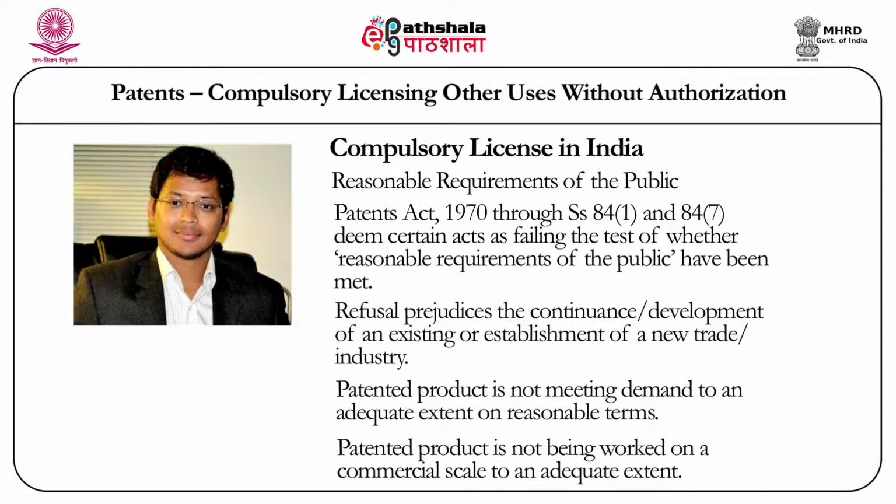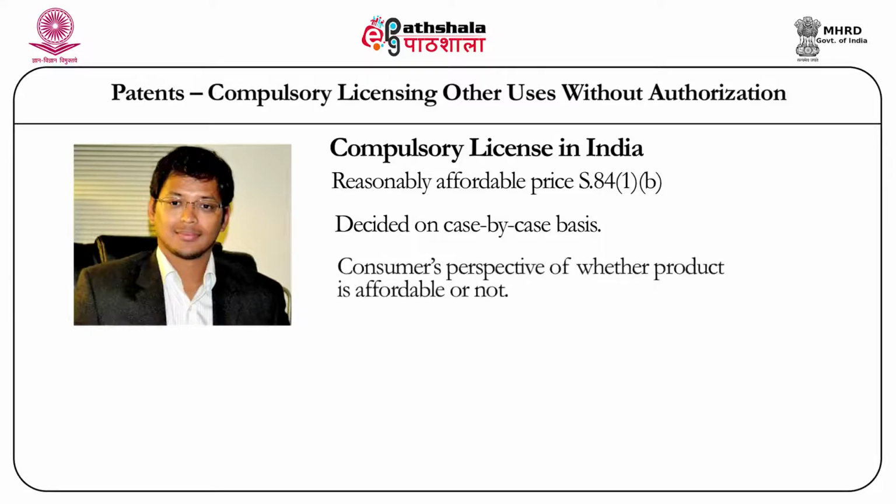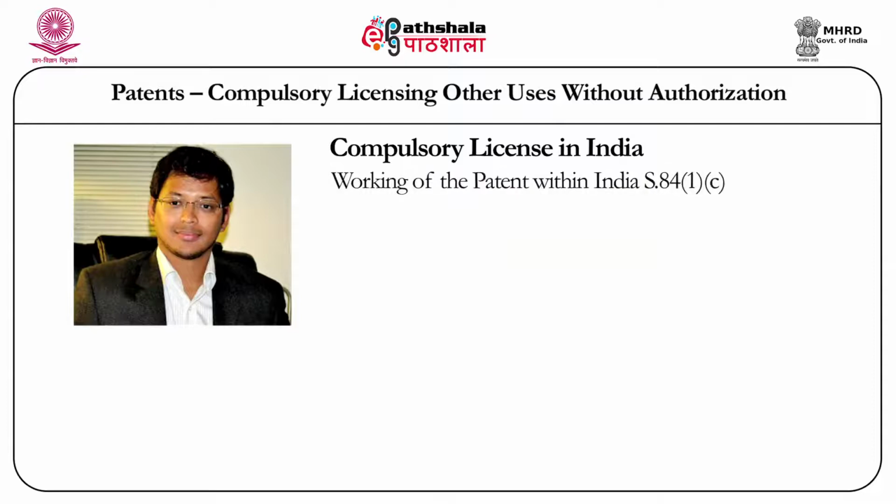Now we'll move on to the next requirement, that is reasonably affordable price. Section 84(1)(b) requires a determination as to whether the price at which the patented product is made available to the public is reasonably affordable or not. This can be decided on a case-to-case basis. However, the IPAB held in Bayer v. Nutco that a determination of whether a price is reasonably affordable to the general public does not hinge upon the cost of the product, but is rather determined from the consumer's perspective of whether the product is or is not affordable. We'll discuss this case a little later in more detail. But we'll now move on to the third requirement, that is working of the patent within the territory of India.